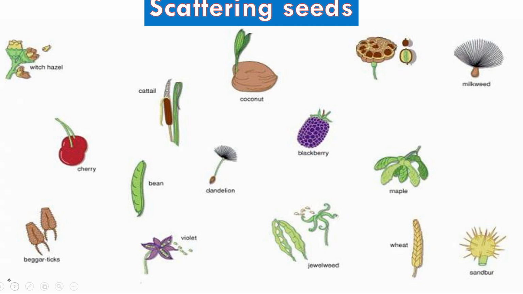Can you describe how you think the seed might be dispersed or spread so it can't compete for space, light and water? So we've got witch hazel, we've got cherry, these things are called beggar ticks, violet, bean, a cattail, dandelion, coconut, blackberry, jewelweed, wheat, sandbur, maple. This is called a lotus root, I'm pretty certain, and this one is milkweed. So see if you can add those to the table. Pause the video now and have a go at adding them in.